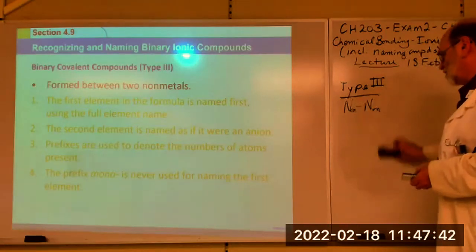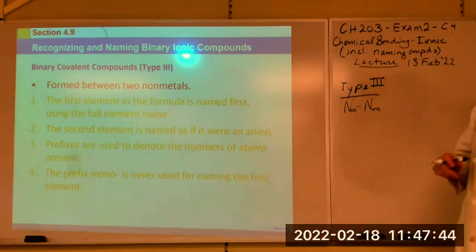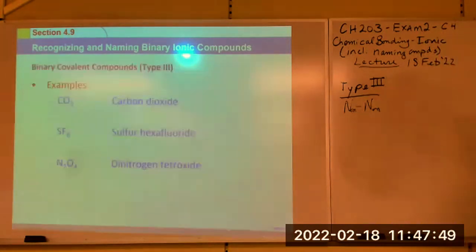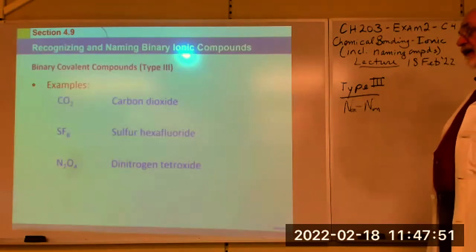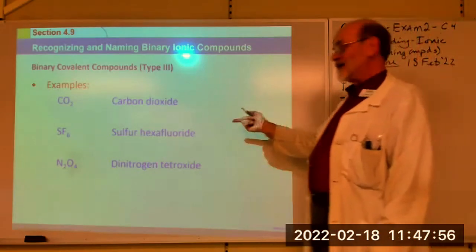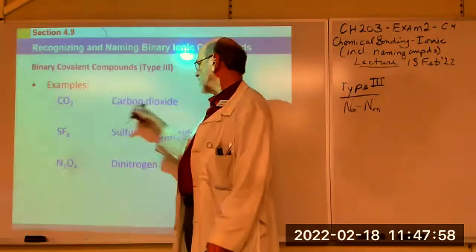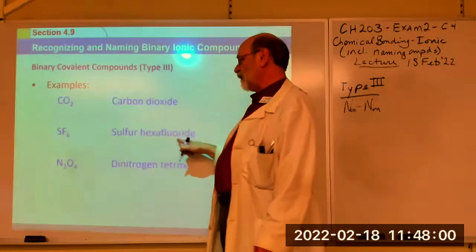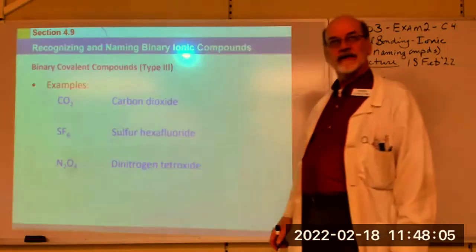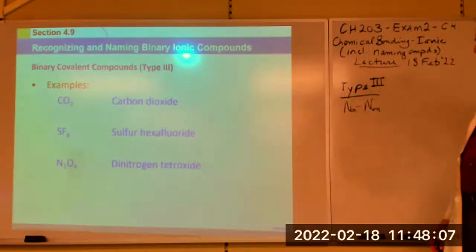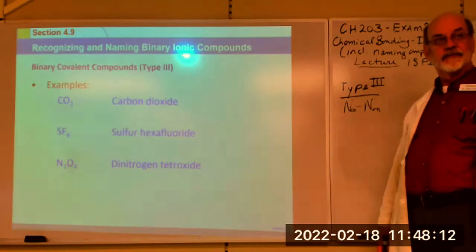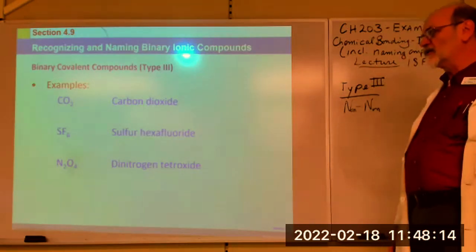Okay. So that's how you name type 3 compounds. You just say how many there are. Everybody knows carbon dioxide. It's named that way because it's a type 3 compound. One carbon, two oxygens. Sulfur hexafluoride or dinitrogen tetroxide is N2O4. So in many respects, this is the easier one. The trick is trying to figure out which one comes first.